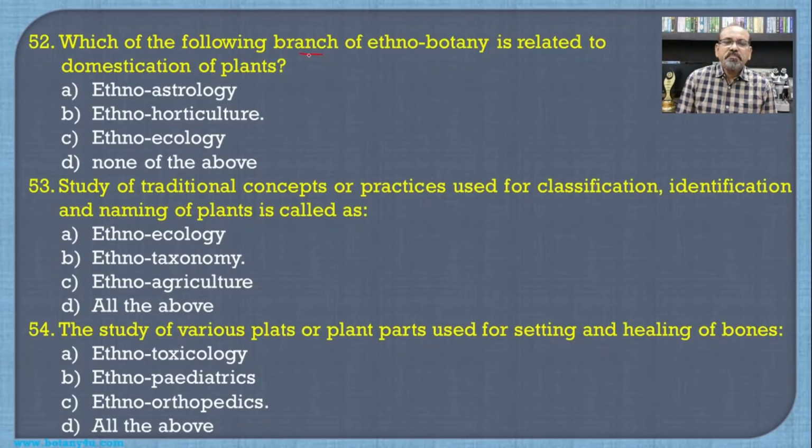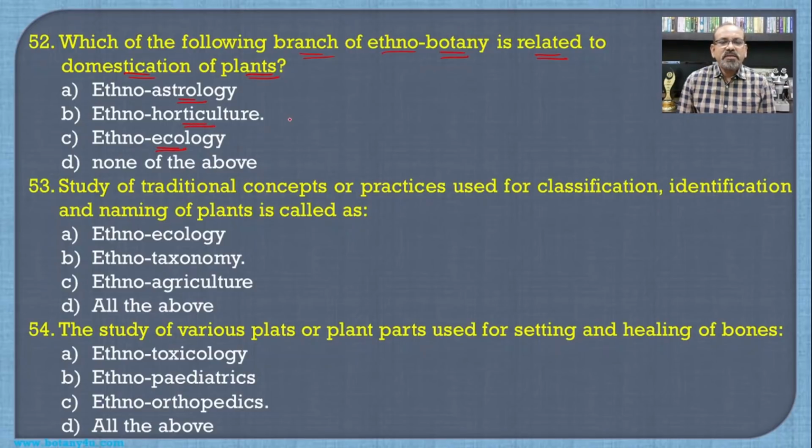Which of the following branches of ethnobotany is related to the domestication of plants? Domestication means to cultivate the plants. So, ethnoastrology is not related to domestication. Ethnoecology is not related because it is responsible for studying plants with their environment.